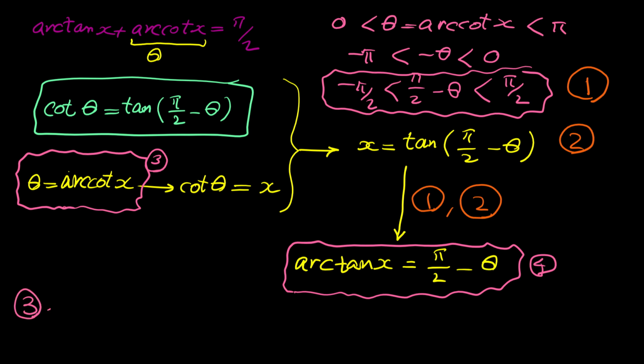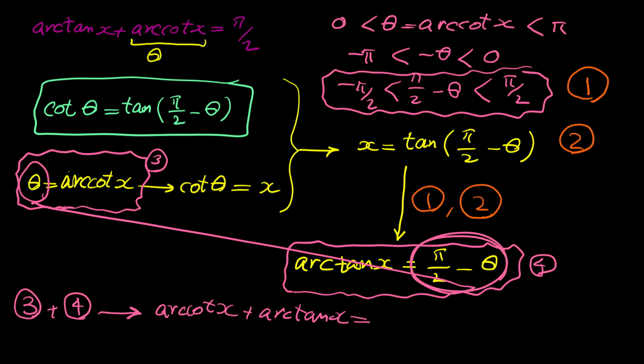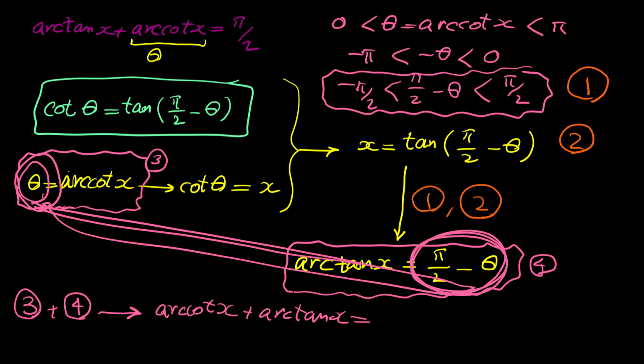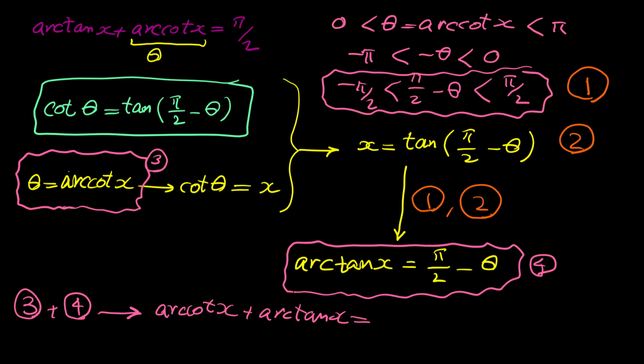By adding relation number 3 to relation number 4, we have arccotangent of x plus arctangent of x is theta plus pi over 2 minus theta. Theta plus pi over 2 minus theta is pi over 2, because theta with negative theta cancels. So we have proved that arctangent of x plus arccotangent of x is pi over 2. And this completes our proof.